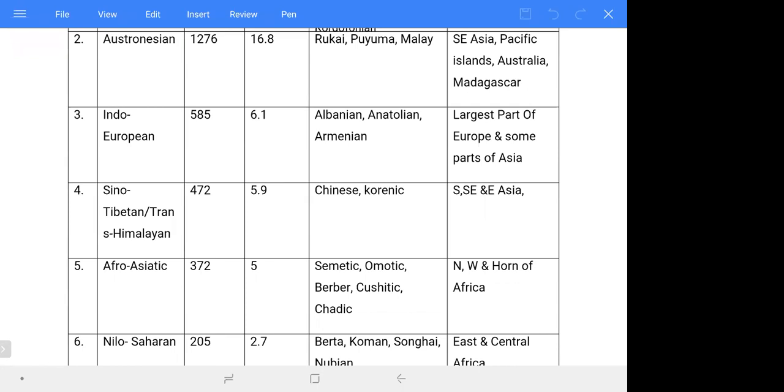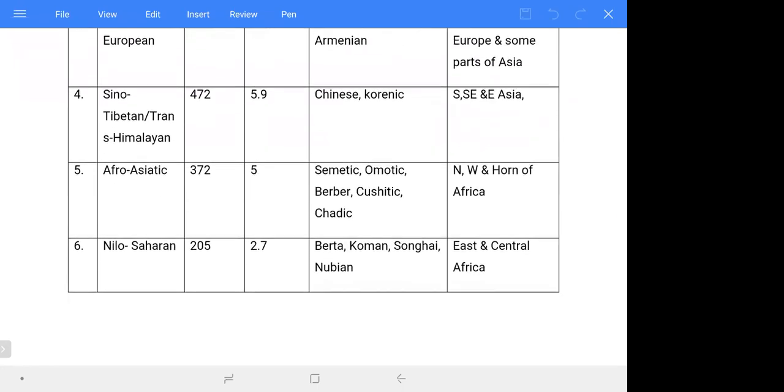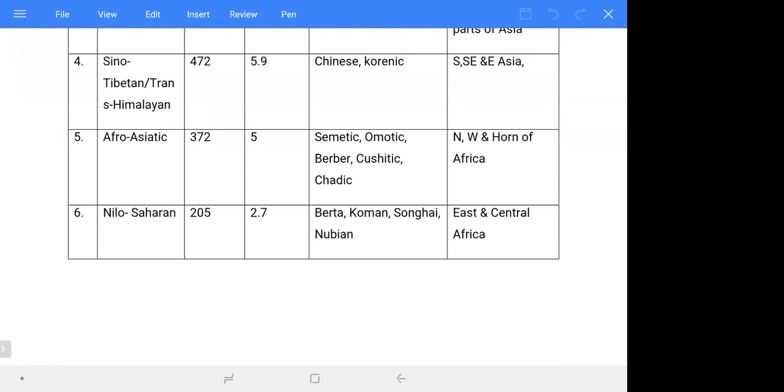it's also the language of Southeast and East Asia. Then the third super language is Afroasiatic. You are familiar with this Afroasiatic. Then Semitic, Omotic, Berber, Cushitic, Chadic are the subdivisions. The speakers of the Afroasiatic language are located in northern, western, and Horn of Africa. You can take Ethiopia, for example, yes? Most Ethiopians speak the families of the Afroasiatic, yes?